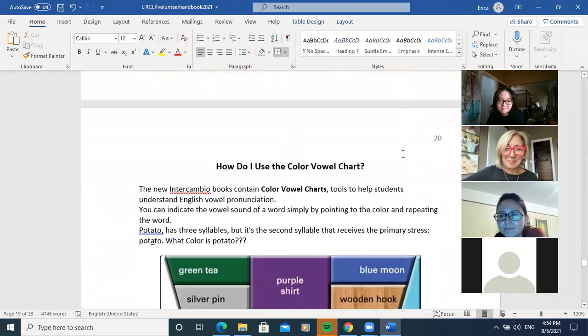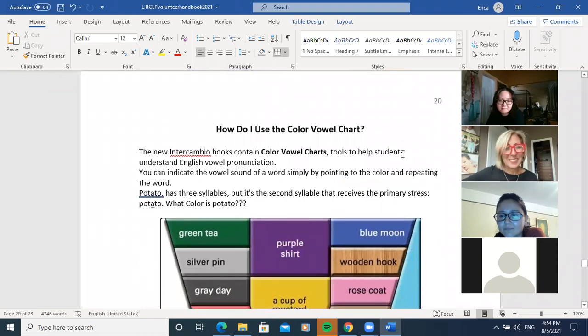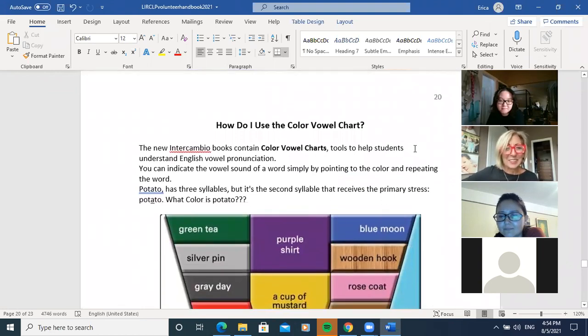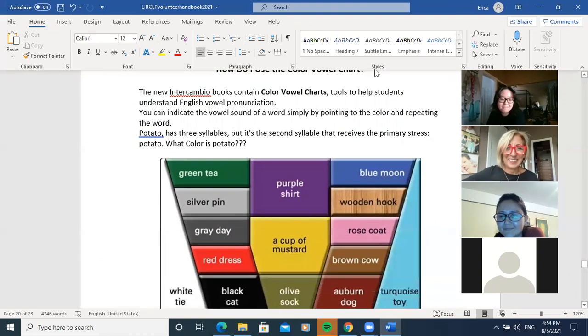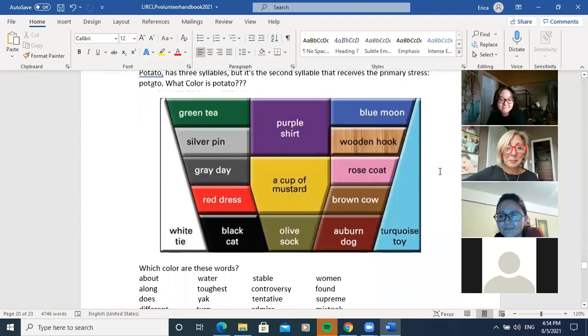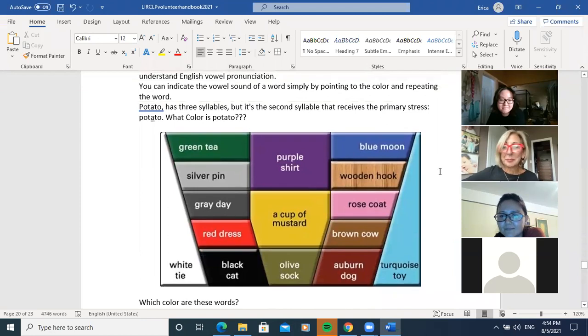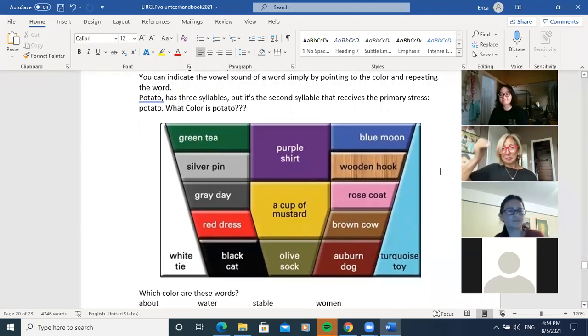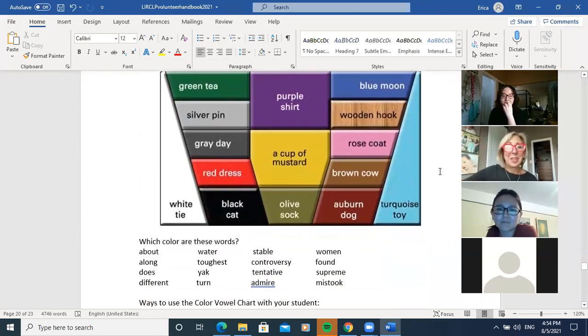Yeah, education level's huge. You're like, choose the right answer, and they're like, what? I've never done that before. Okay, I'm not going to get into the color vowel chart. I didn't understand it because I read the manual. Oh, yeah. That's why I'm not going to get into it.